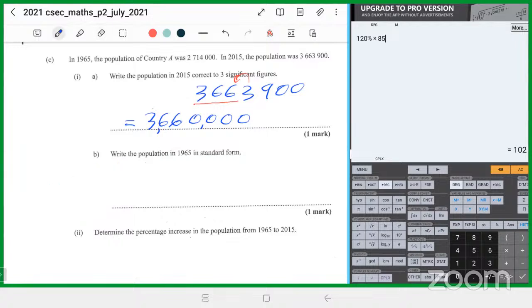All right. So this one now says, write the population in 1965 in standard form. So what is the number we're talking about? This number. We want it in standard form.